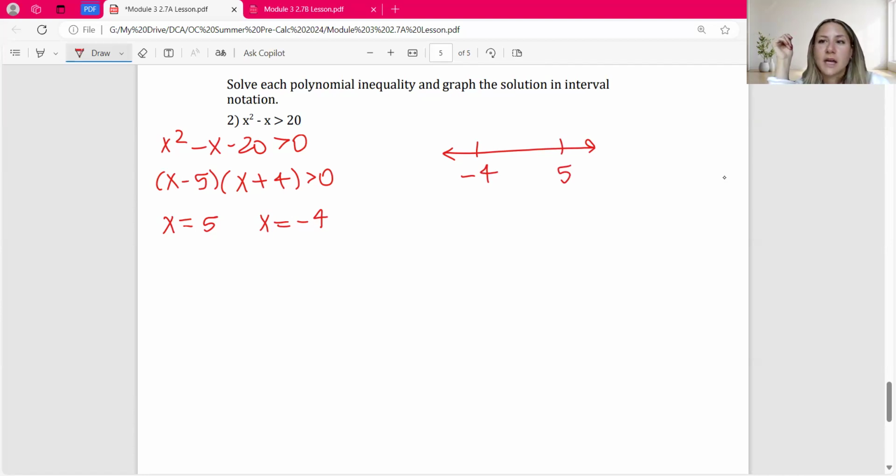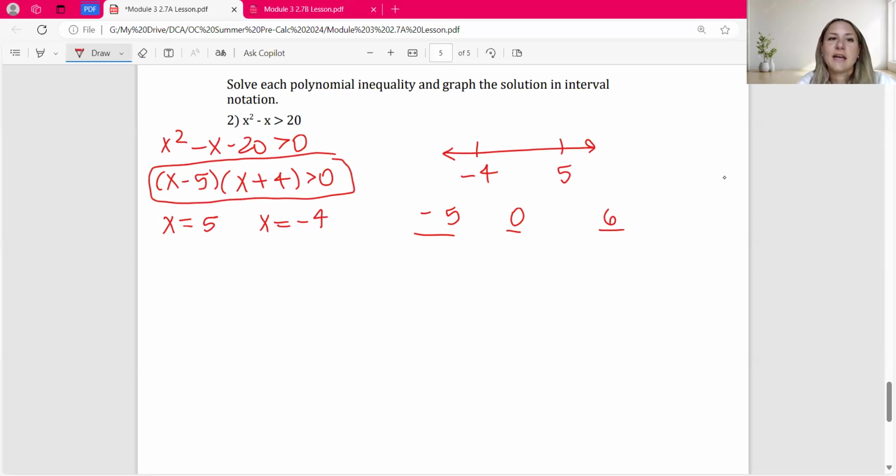So my test values, I need a number from each part of this number line. Something less than -4, something between -4 and 5, and something greater than 5. So I'm going to pick -5, which is less than -4. I'm going to pick 0 for in between -4 and 5, and I'll pick 6 for greater than 5. And we'll test those numbers in our factored form.